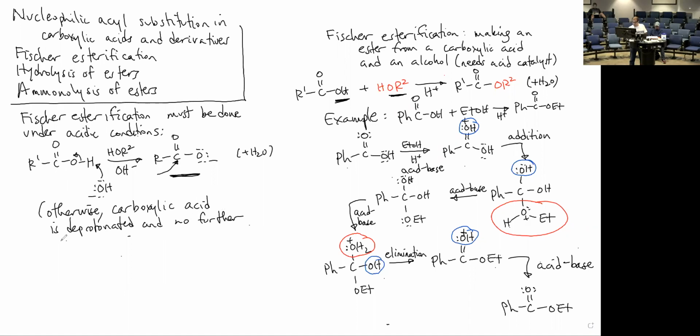No further reaction occurs. So that's the reason why it must be done under acidic conditions. If you tried doing the reaction with base instead of acid, all that would happen is you'd deprotonate your carboxylic acid, you'd get your carboxylate salt, and that would not react any further. That's why we need to do a Fischer esterification under acidic conditions only.